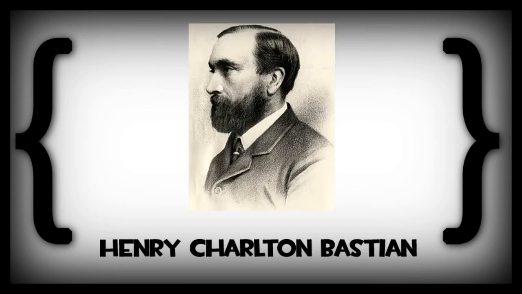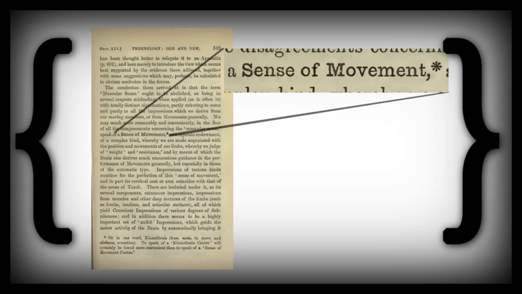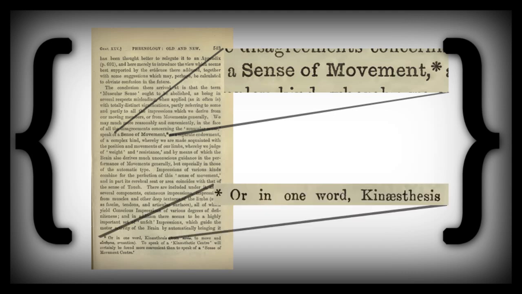The origin of the term stems from an 1880 paper by British neurologist Henry Charlton Bastian, where he suggested a sense of movement to replace the more static muscle sense that had dominated the concept of proprioception in the field until that point. He dubbed the sense of movement kinesthesia, because that's exactly what the word means. The sense of motion. Yeah, you know this.